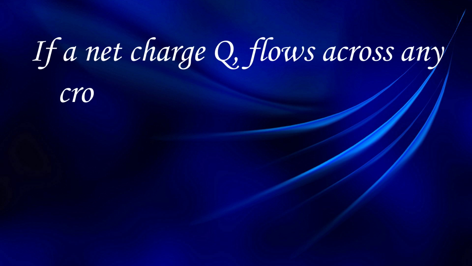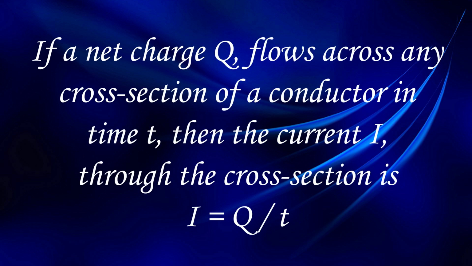If a net charge Q flows across any cross section of a conductor in time t, then the current I through the cross section is I equal to Q divided by t.